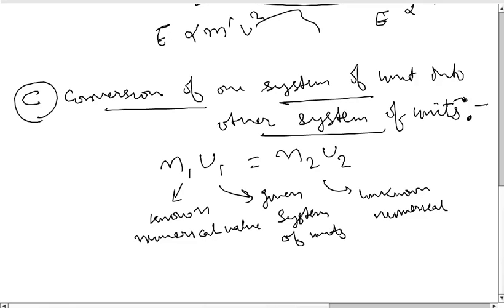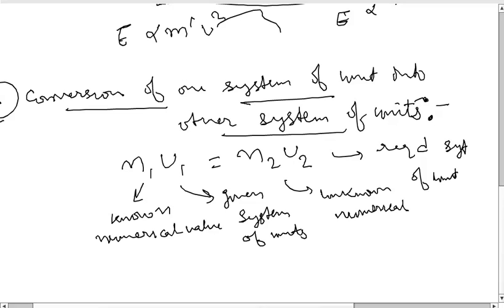Then similarly, U2 is required system of unit. That is, if we have to convert into CGS system, then length will be in centimeter, mass will be in gram, and time will be in second again. Now, if I apply this to our 1 Newton into dynes, right? How do we do it?